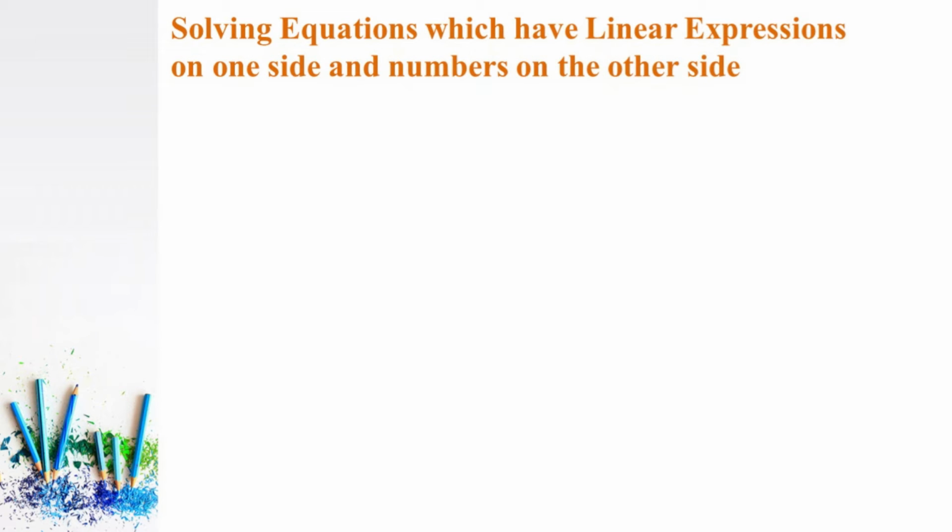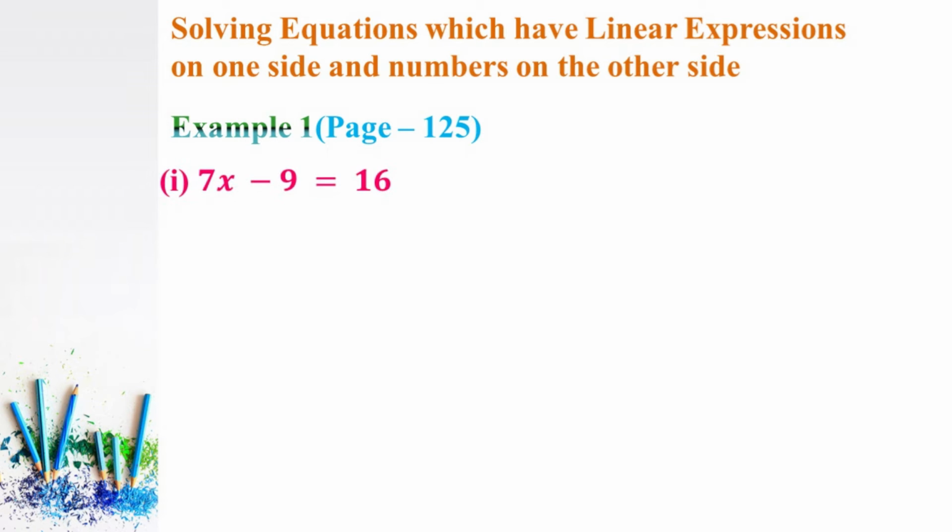Solving equations which have linear expressions on one side and numbers on the other side. In the previous class, we have learned how to solve such types of equations. The following example will make the procedure more clear. Solve 7x minus 9 equal 16. We have 7x minus 9 equal 16. How to solve this equation?